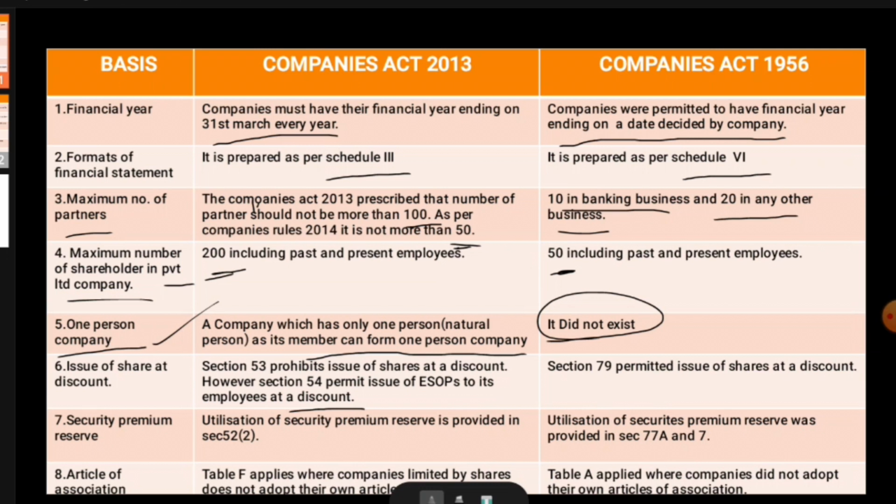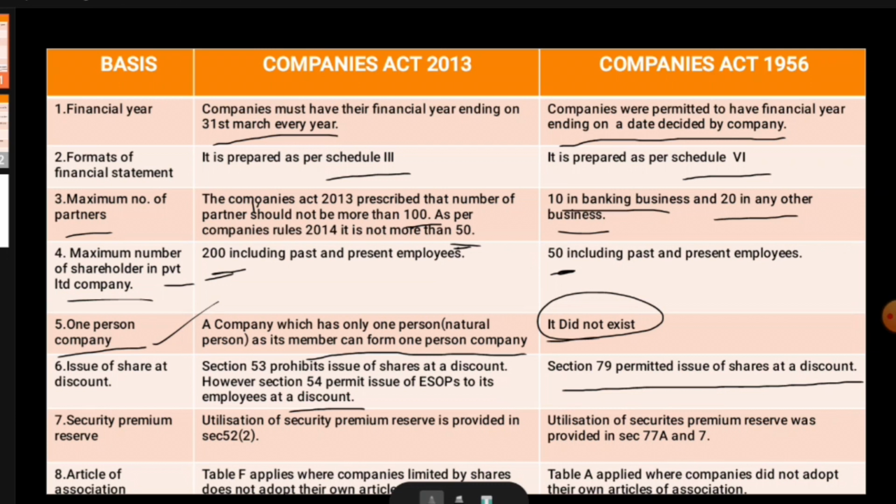But under Companies Act 1956, Section 79 permitted issue of shares at a discount. It means we could issue the shares to the public at a discount. It was permitted in the Companies Act 1956, but now under Companies Act 2013 it is not permitted. Now our next point is securities premium reserve.